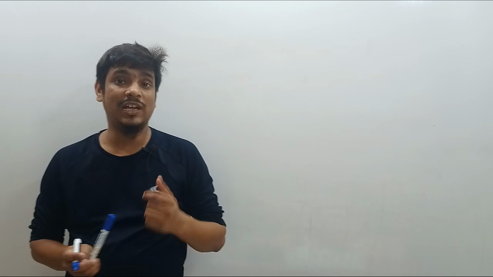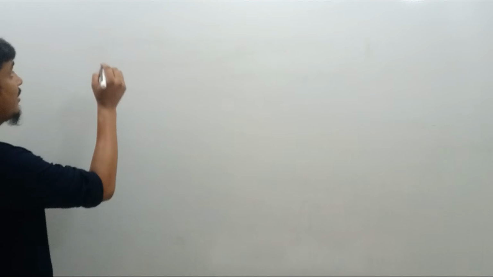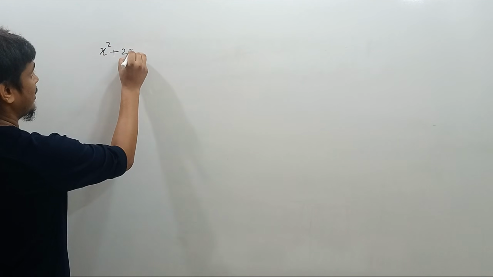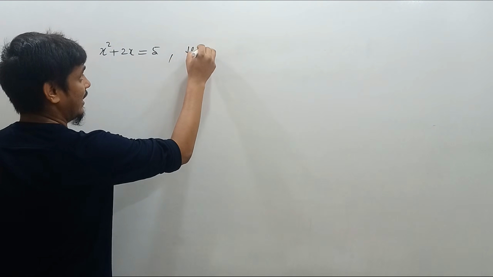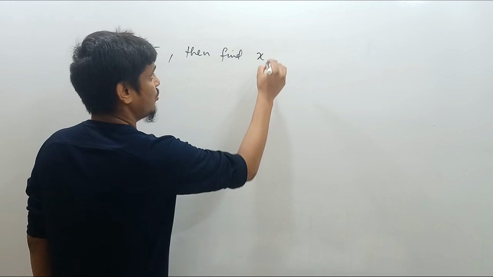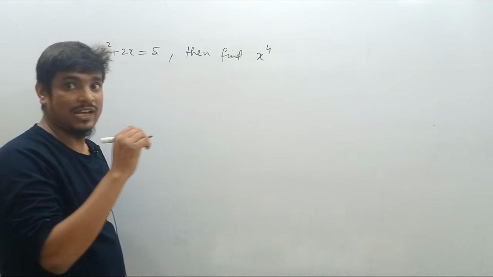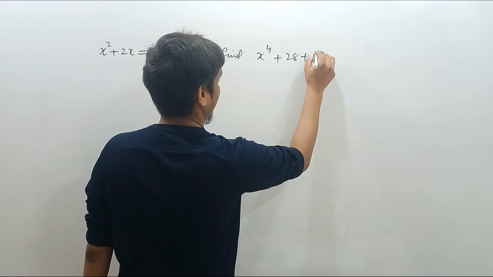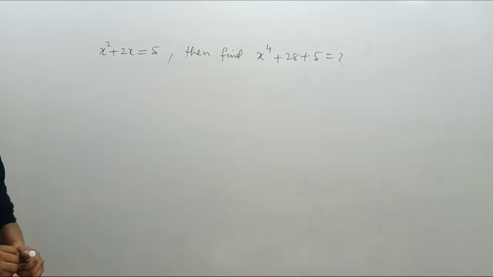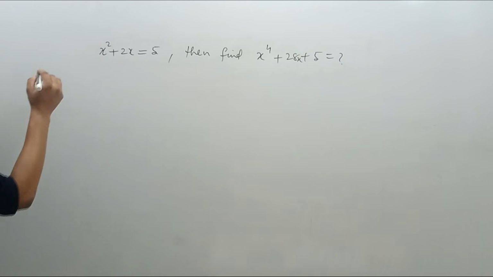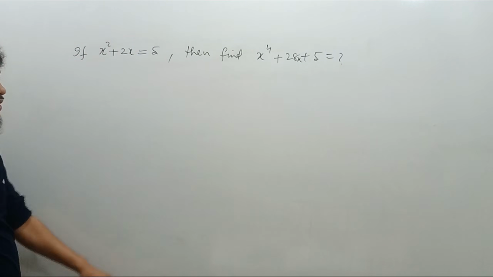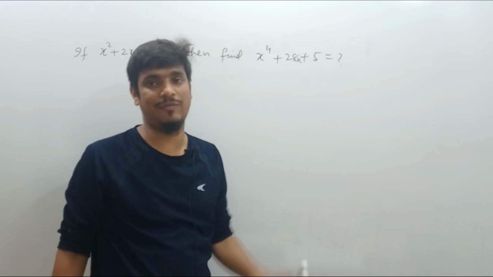Now let's take another example on finding the values of polynomial if we have given some condition with the help of reduction method. Suppose we have given x square plus 2x is equal to 5 and we need to find the value of x to the power 4 plus 28x plus 5. So we have given this condition x square plus 2x is 5 and we need to find the value of x to the power 4 plus 28x plus 5.